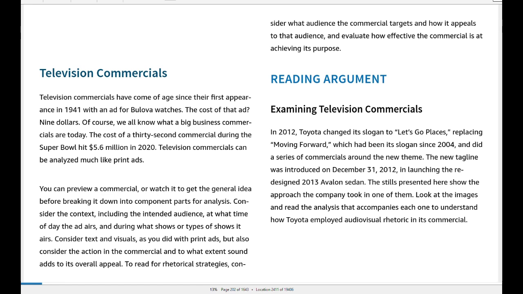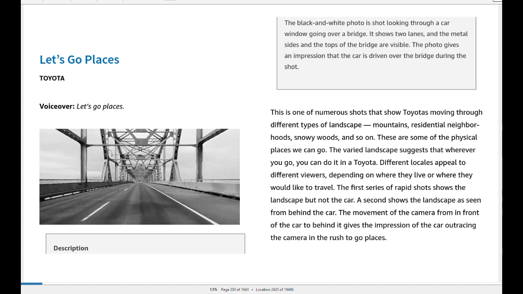In 2012, Toyota changed its slogan to "Let's Go Places," replacing "Moving Forward," which had been its slogan since 2004, and did a series of commercials around the new theme. The new tagline was introduced on December 31st, 2012, in launching the redesigned 2013 Avalon sedan. The stills presented here show the approach the company took in one of them. Look at the images and read the analysis that accompanies each one to understand how Toyota employed audiovisual rhetoric in its commercial. Let's Go Places, Toyota.